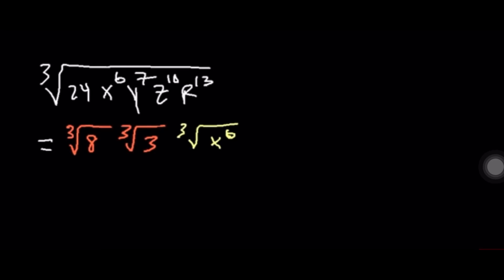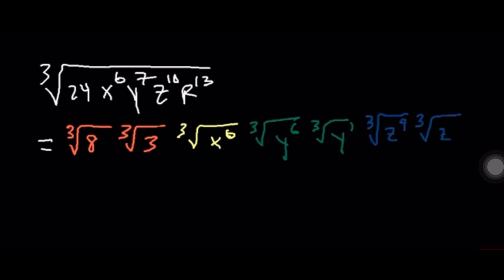Cube root of x to the 6th. 7 doesn't go into 6 evenly, but 6 does. So we're going to write it as the cube root of y to the 6th times the cube root of y to the 1st, because 6 plus 1 is 7. 3 doesn't go into 10 evenly, but 3 goes into 9. So I'm going to rewrite it as the cube root of z to the 9 times the cube root of z to the 1. 3 goes into 12, not 13, so cube root of r to the 12 times the cube root of r to the 1st. 1 plus 12 is 13.